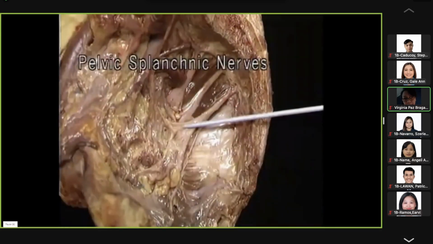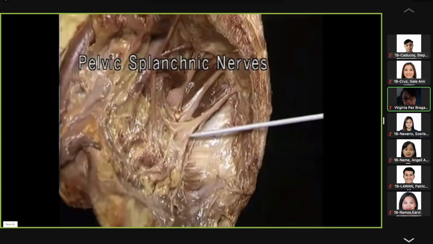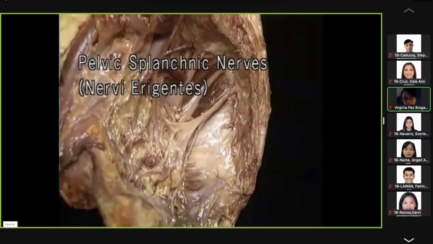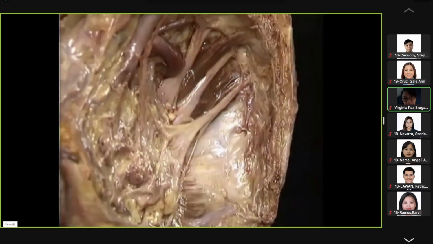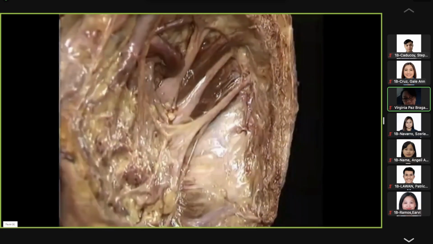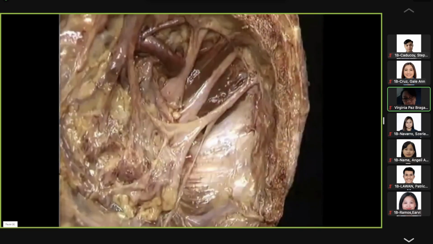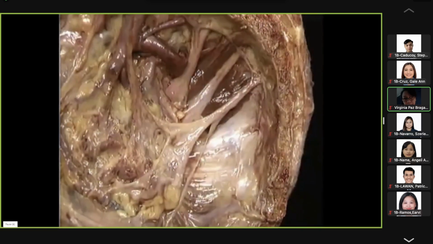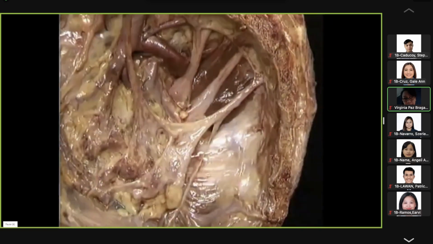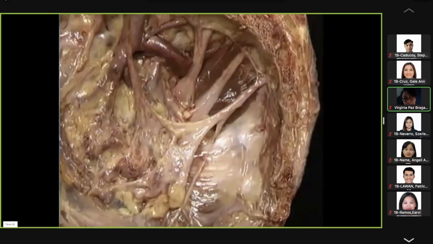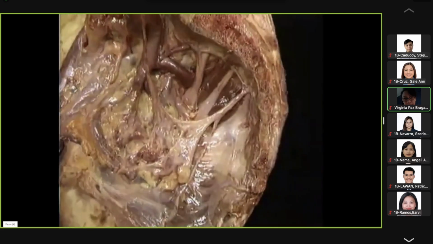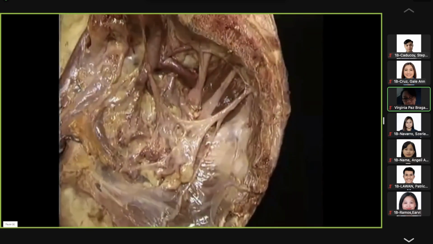Lastly, here are the pelvic splanchnic nerves, sometimes called the nervi erigentes. These are the source of all parasympathetic innervation in this region. They arise in this case from S3, also often from S2 and S4. They break up into branches which enter the pelvic plexus. From the plexus, their fibers are distributed to the pelvic organs and external genitals. Now, let's review what we've seen of the blood vessels and nerves of the pelvic region.